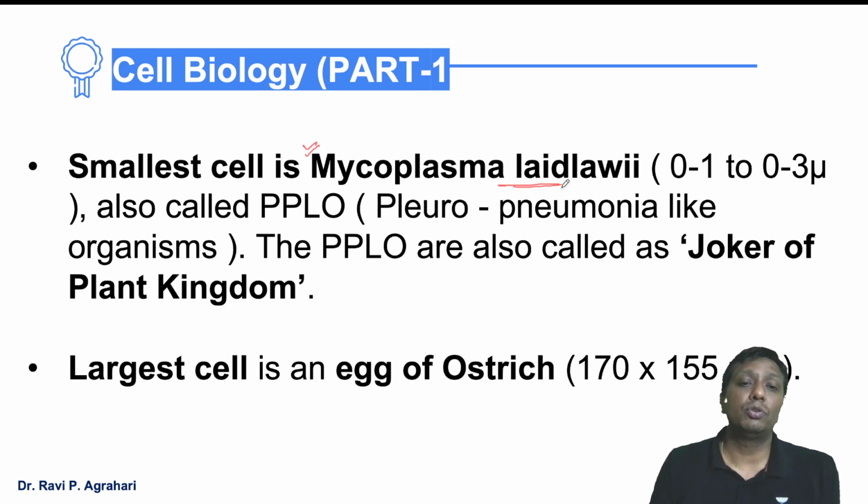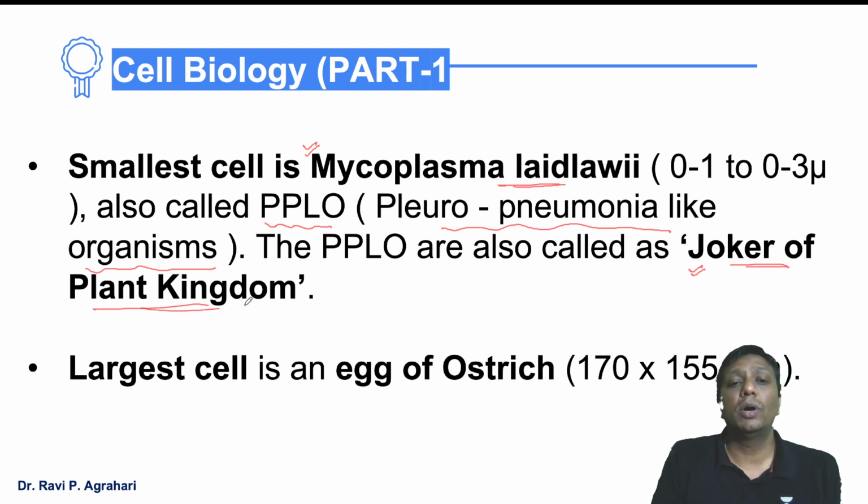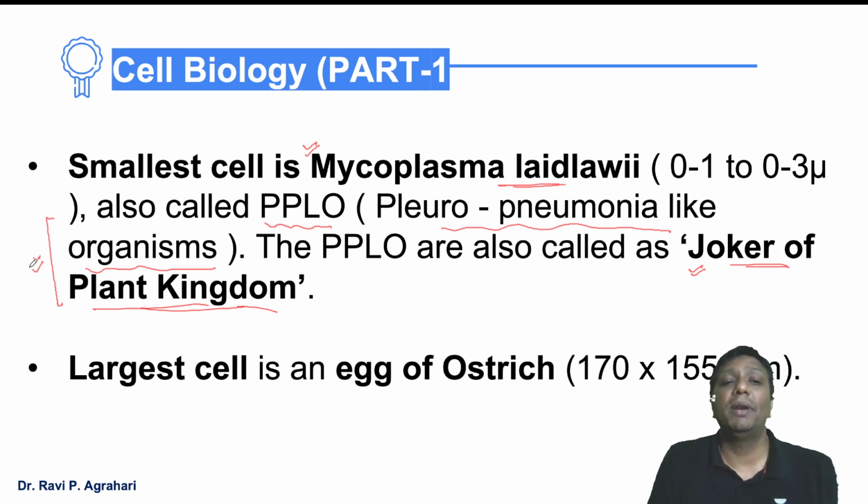Mycoplasma laidlawii is also popularly called PPLO. What is PPLO? Pleuropneumonia-like organism. Actually, the shape and structure of Mycoplasma laidlawii look like a form of bacteria. They keep changing their shape and structure, something like pleuropneumonia-like organisms. This is also popularly called the joker of the plant kingdom. So remember, PPLO is also called the joker of the plant kingdom. As I told you, they change their own shape and structure every moment.